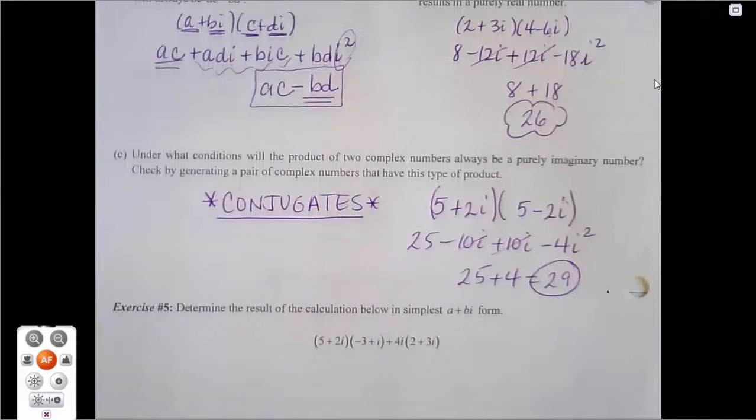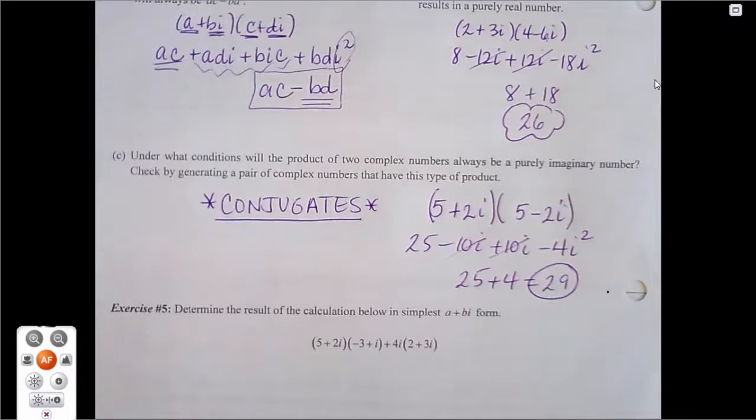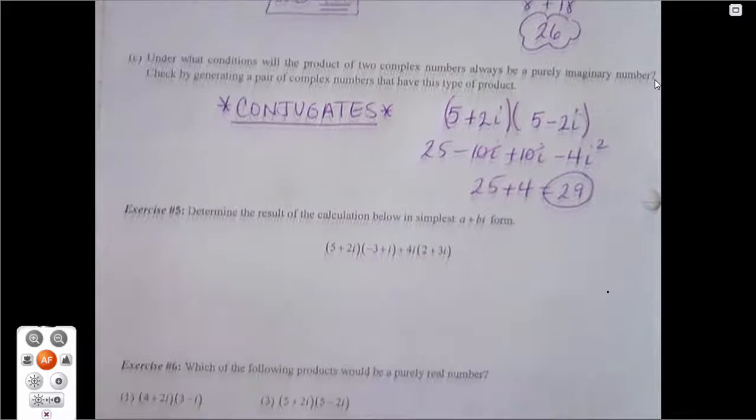Let's look at exercise 5. Here we're asked to determine the result of the calculation below in simplest a plus bi form. So we're just asking you to practice your properties. Here we'll double distribute. We have a binomial times a binomial. And then we'll add to that this monomial times a binomial. So remember your GEMDAS. Multiply these and simplify them. Multiply these and simplify them. And then you add. Try it on your own and check back against my answer.